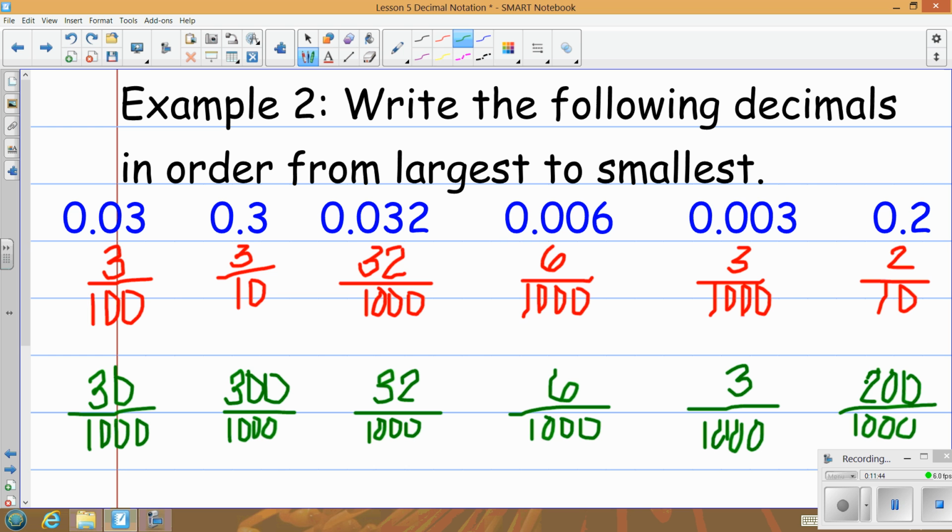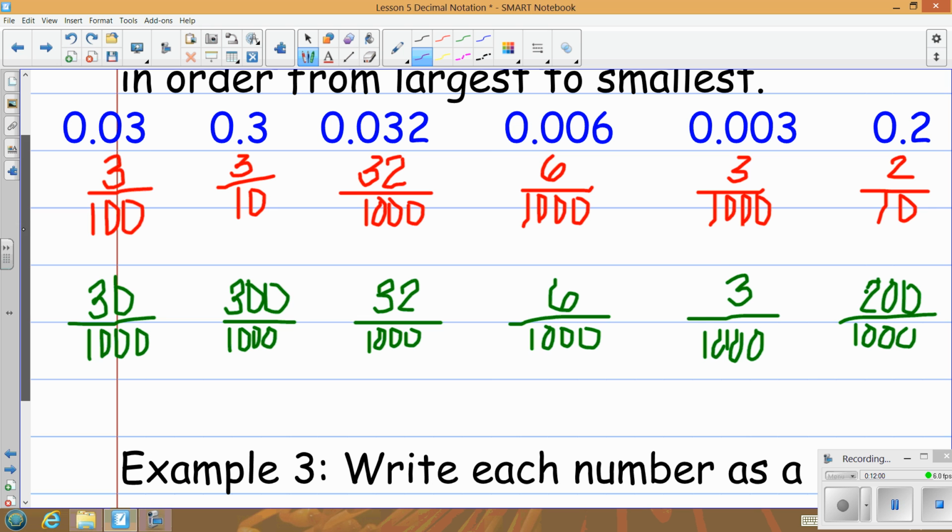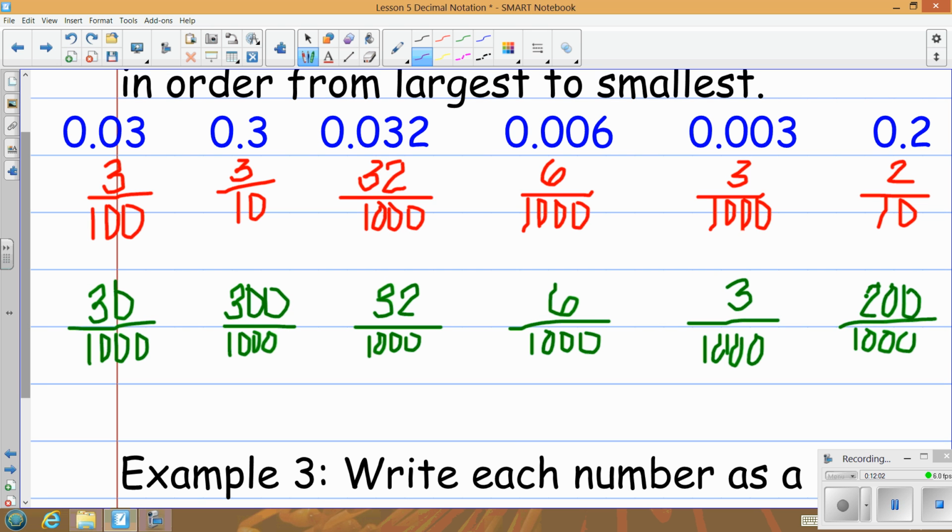Keep in mind to check your work, you could actually cancel some zeros. That's kind of how you can check. So if I look at this first one, if I cancel these zeros, you can see I went back to the original, the 3 over 100. So that's just a way to check. Now that I have all of these decimals with the same denominators, now I can really compare. And remember that we're going from largest to smallest.